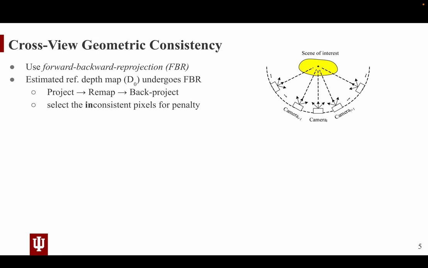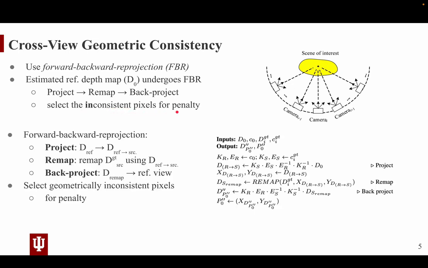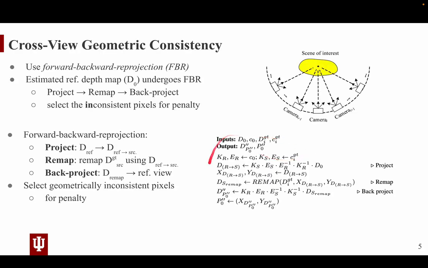Cross-view geometric consistency checks use forward-backward reprojection to check the consistency of reference view depth maps. This is a three-step process which includes projection, remap, and back projection. The outcome of the back projection is used to select the inconsistent pixels for penalty. This is the algorithm that defines this process, the forward-backward reprojection.